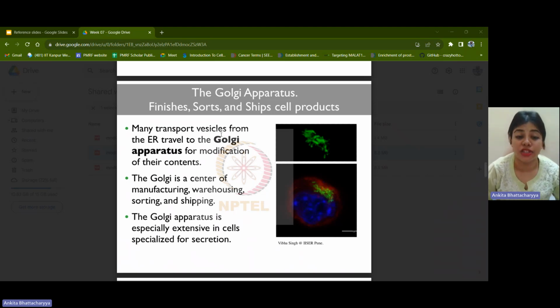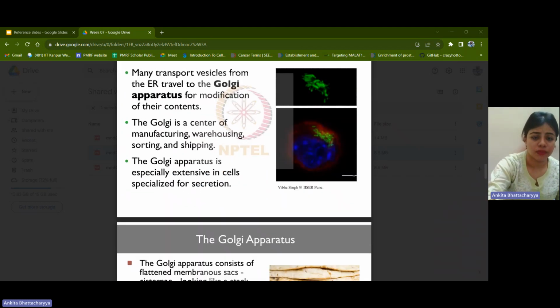And it is especially said to be extensive in cells that are specialized for secretion. If you take any tissue, for example, it has some cells which are just secretory in nature, some which are just glandular, some which are performing some sort of muscular function. So there are different cells specialized for different functions within the same tissue. When it is secretory in nature, those cells have a more abundant or more extensive Golgi apparatus.